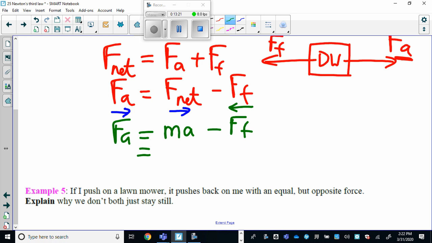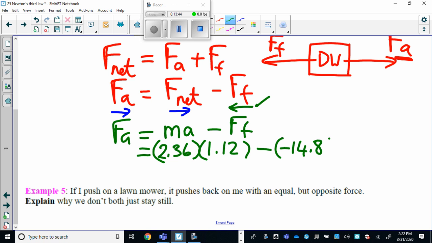What am I going to use for the mass? Well, I have to use the mass of the dog whistles box because it can only apply a force with its own mass. 2.36 times the acceleration, 1.12, minus, and take into account here, remember that this is negative, so it's going to be minus negative 14.8. Minus negative 14.8, and if you do all that, you get an applied force of 17.4 newtons. So that's your answer.